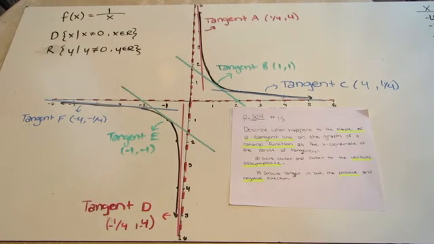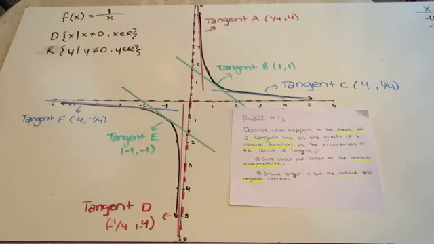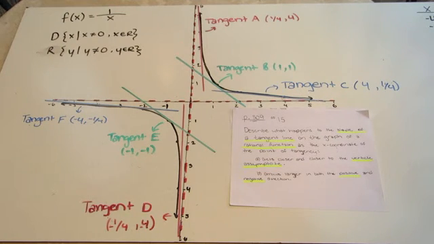I have now drawn 6 tangent lines. 3 are on the function in the first quadrant, and 3 on the function in the third quadrant. Each tangent line's x-coordinate of the point of tangency is progressively further away from the vertical asymptote.